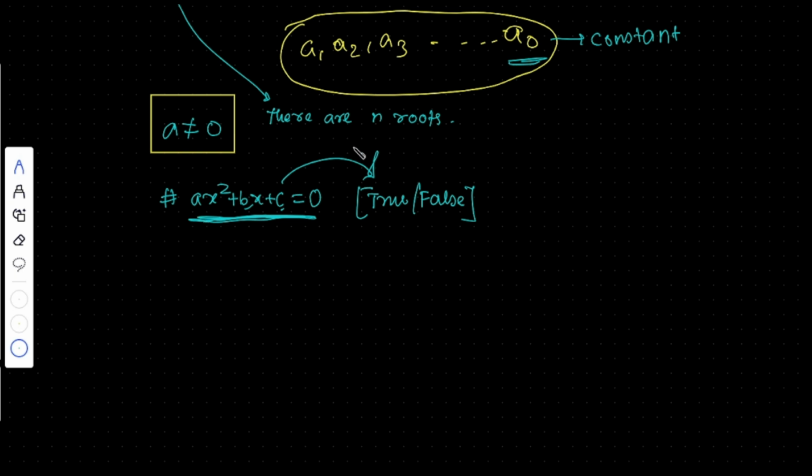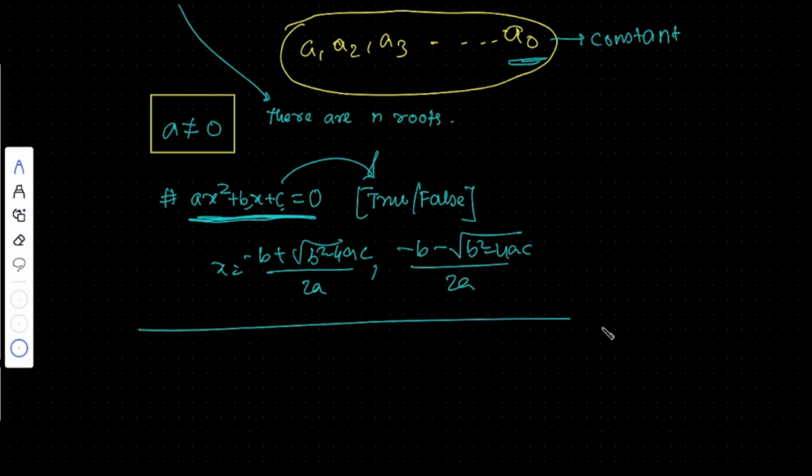It says that it should have n roots, which means here n equals 2, therefore it has 2 roots. Yes, it has 2 roots: minus b plus root over b square minus 4ac, whole divided by 2a, and minus b minus root over b square minus 4ac, whole divided by 2a. Yes, these roots are there.